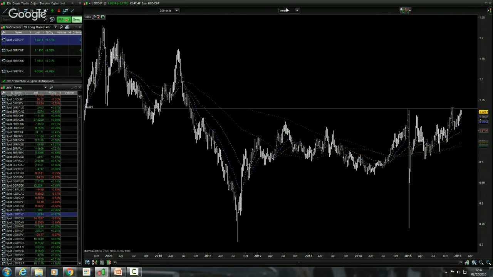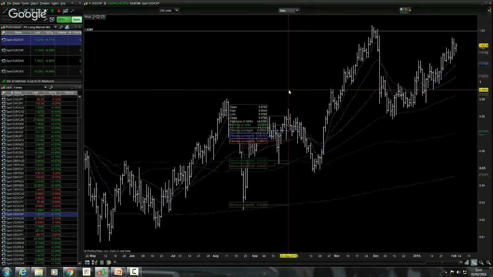So that's dollar Swiss, really just going with the trend. Again, it's more of an intraday chart. From an end of day perspective, there's not much going on.